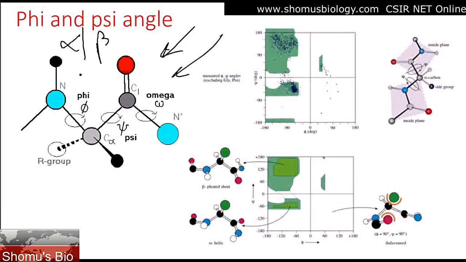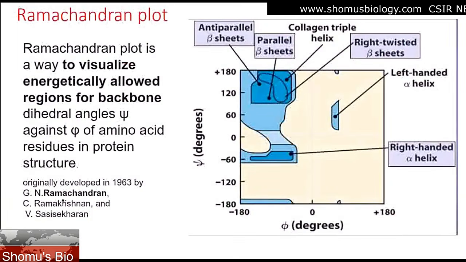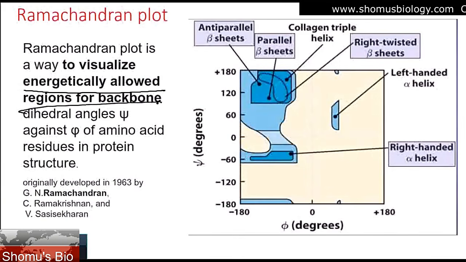If it favors the alpha helix, then whether it favors the left-handed helix or right-handed helix, and how exactly the formation is done. So the plot was created by extensive research by G. N. Ramachandran, C. Ramakrishnan and V. Sasisekharan to visualize the energetically allowed region for the phi and psi angles to create the backbone of the polypeptide chain. Based on the values of those phi and psi angles, the structure of the polypeptide will become either alpha helix or beta sheet, parallel or anti-parallel sheet, right-handed or left-handed alpha helix.